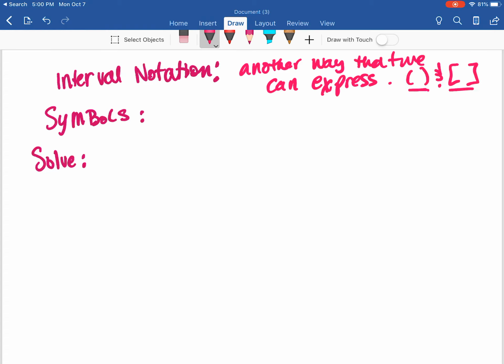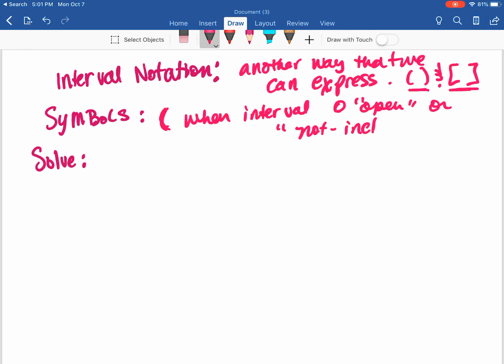So these are parentheses and these are brackets, all right? The symbols we use are parentheses. It looks like this. That's when the set, or rather the interval, is open, okay? Open, or not included. All right.